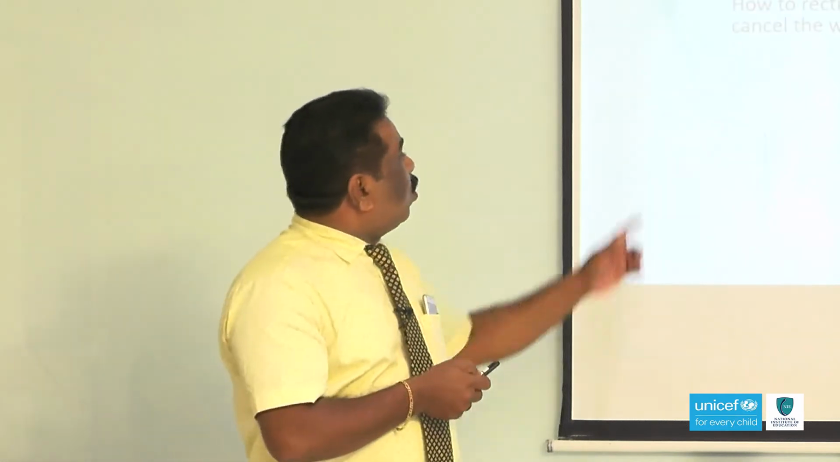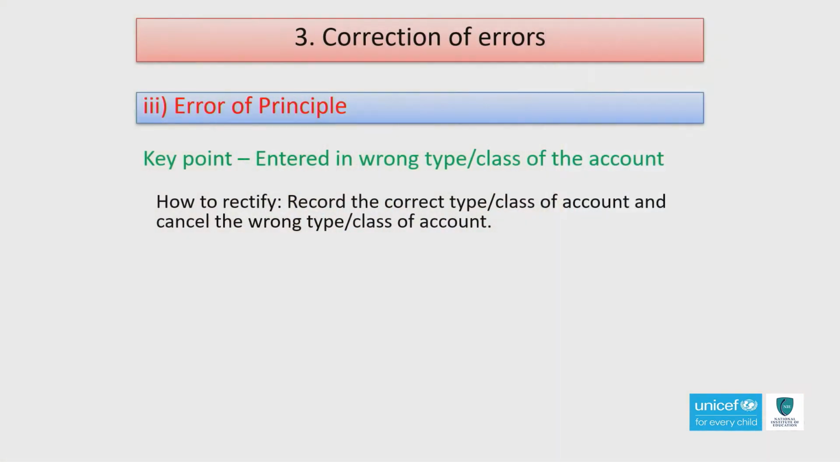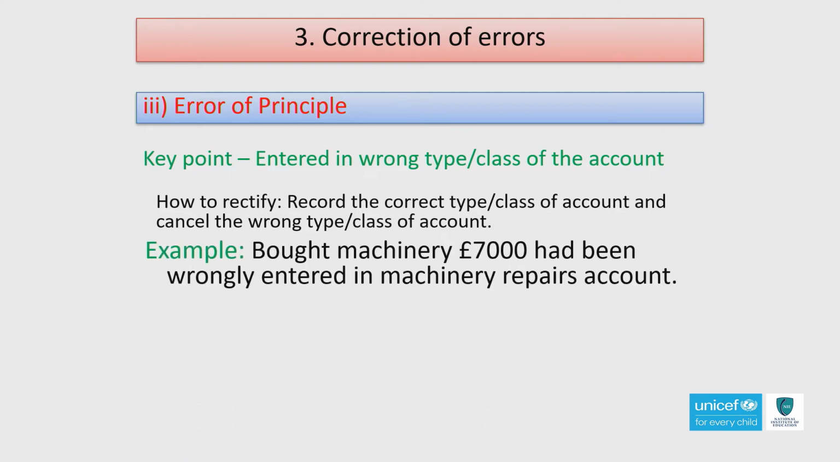So here also, to rectify, record the correct type or class of account and cancel the wrong type or class of account. Example, bought machinery £7,000 had been wrongly entered in the machinery repairs account, whereas bought machinery is a capital expenditure, but we have recorded it in the machinery repairs account, which is a revenue expenditure. So here we call it a wrong class. Capital expenditure had been recorded as revenue expenditure.